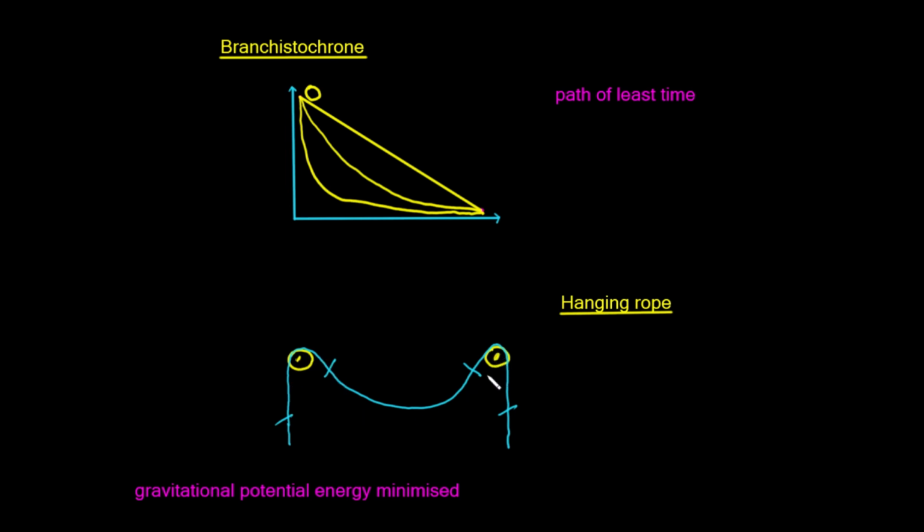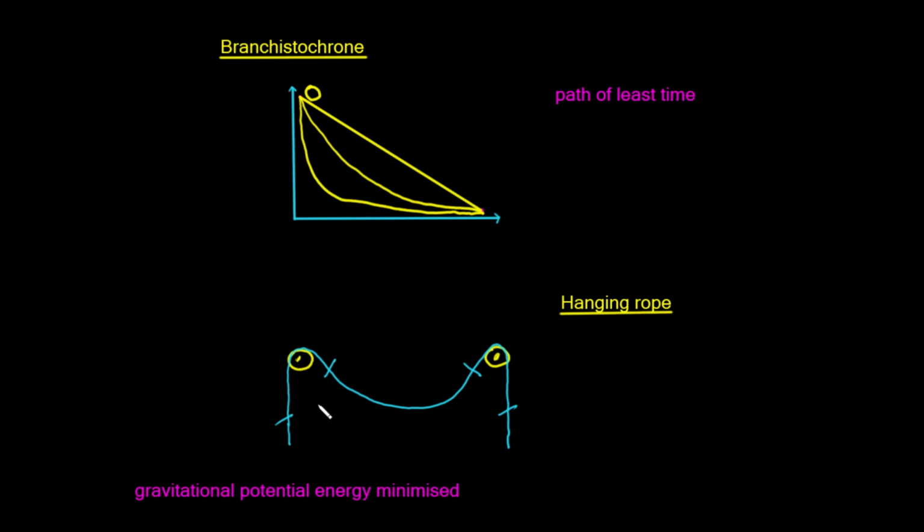Now, it turns out that it sits in a particular shape so that it minimises a particular quantity. Now, in the last examples that we looked at here, we were looking at the quantity being minimised as purely the time. But in this instance here, what's being minimised is the gravitational potential energy. Now, we're not going to get into any detail about any of these examples in this video.